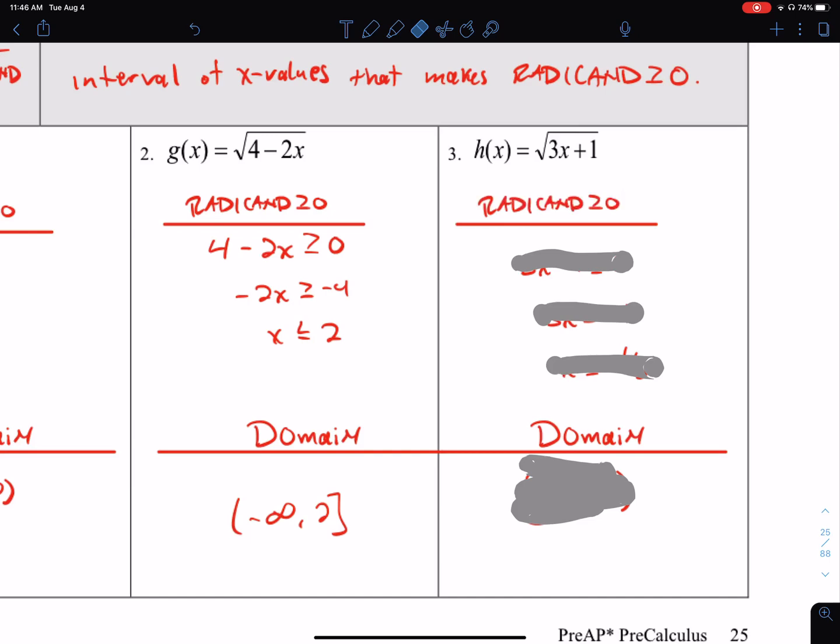Last one, h of x. We want to say that our radicand has to be at least 0. We're going to set the radicand greater than or equal to 0. We're going to subtract 1. We're going to divide by 3. So our domain goes from negative 1/3 to infinity. It includes the negative 1/3 because of the equal sign.